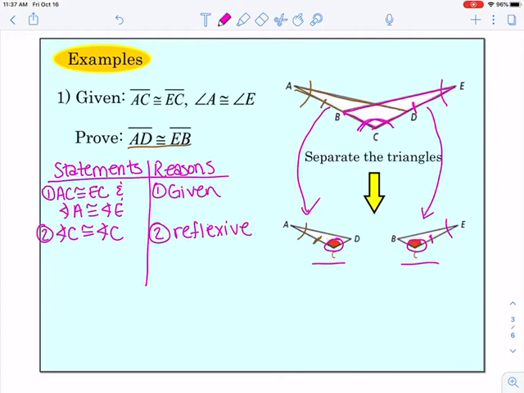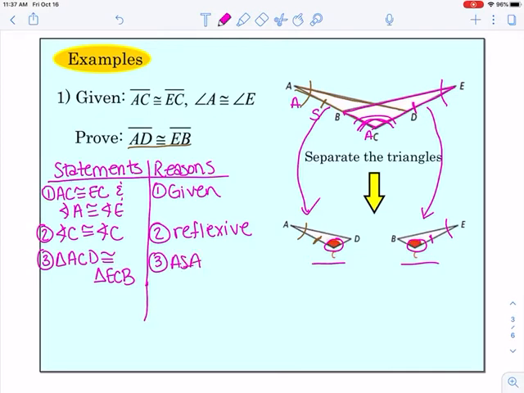Okay, and now, again, two arcs through there, you have an angle, a side, and an angle. So the two triangles are going to be congruent by angle, side, angle. So triangle ACD is congruent to triangle ECB, and that's because of angle, side, angle.